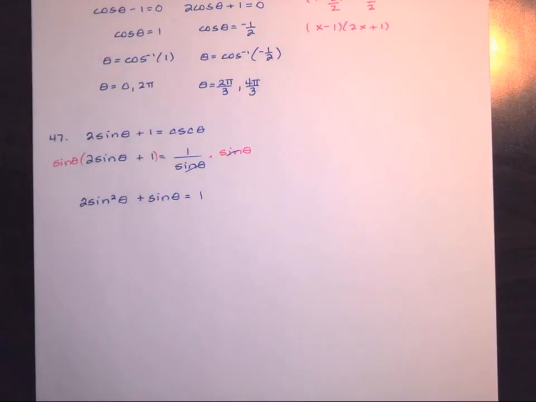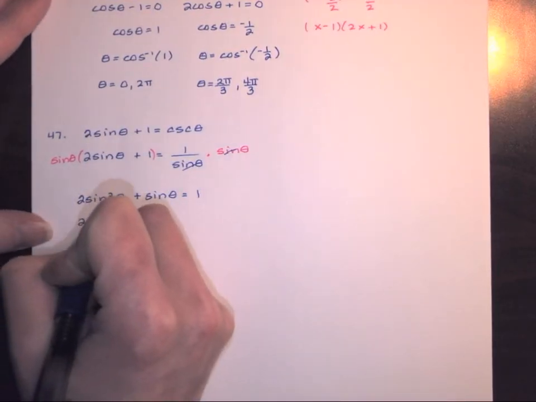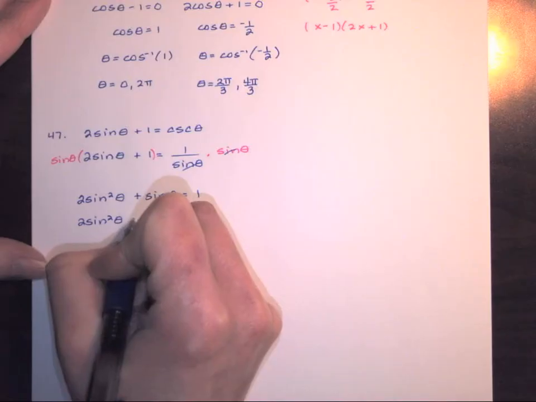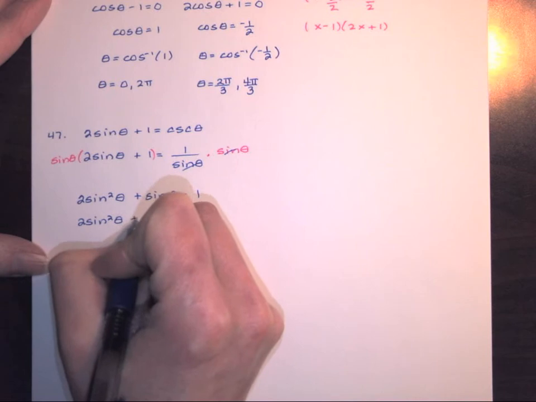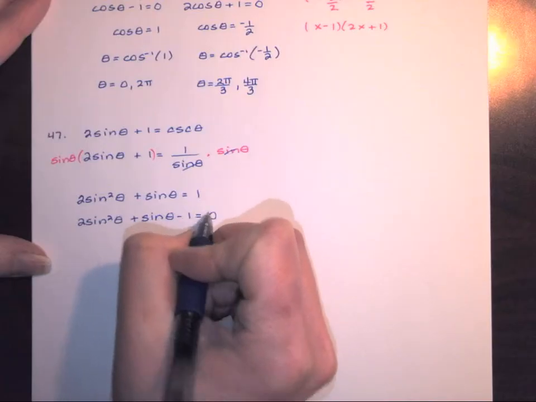Well, we are getting there. Let's move our 1 to this side so we have 0 on the right. So 2 sine squared theta plus sine theta minus 1 equals 0.